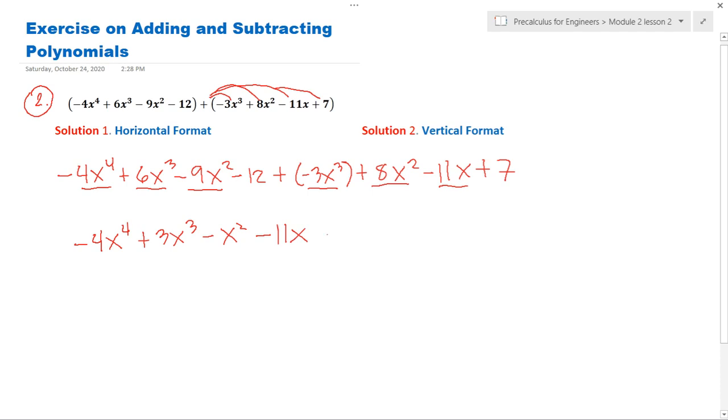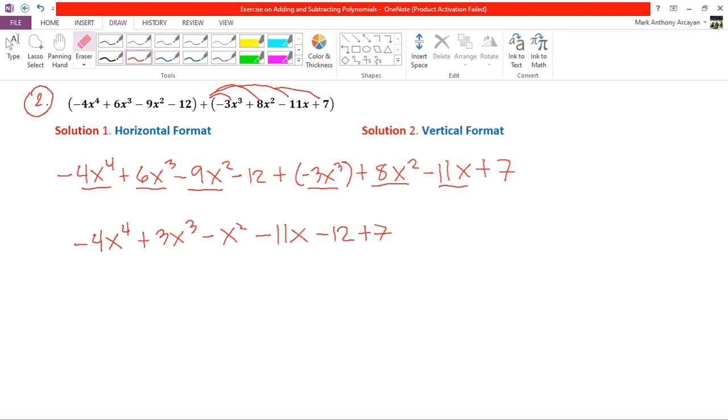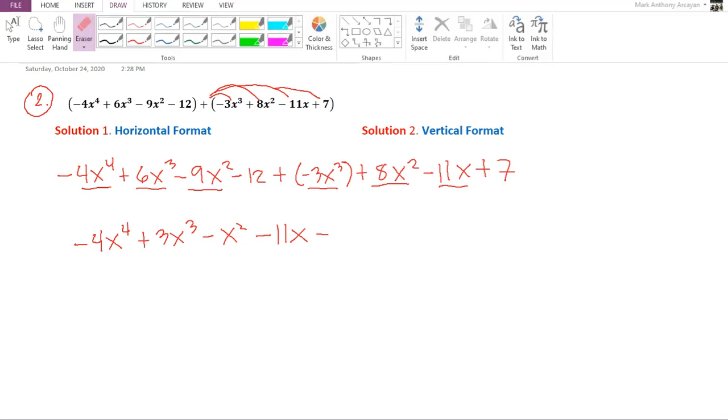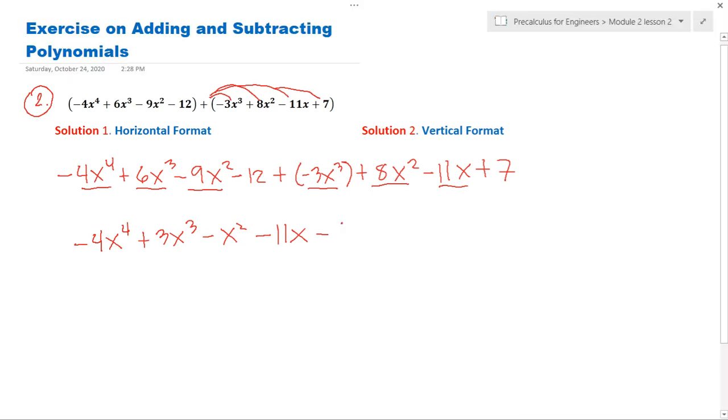We have two constants. We have negative 12 plus 7. So, i-combine natin to, yung negative 12 plus 7, we have negative 5. So this would be our final answer, okay, for this example.